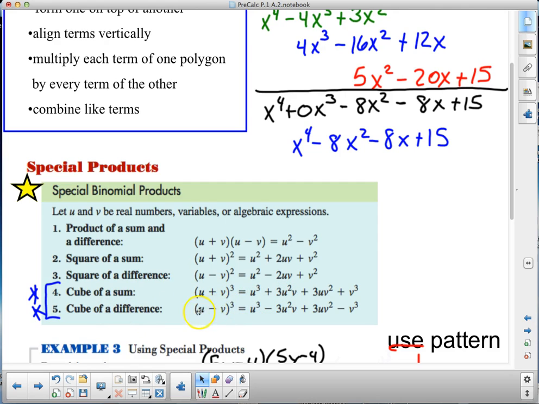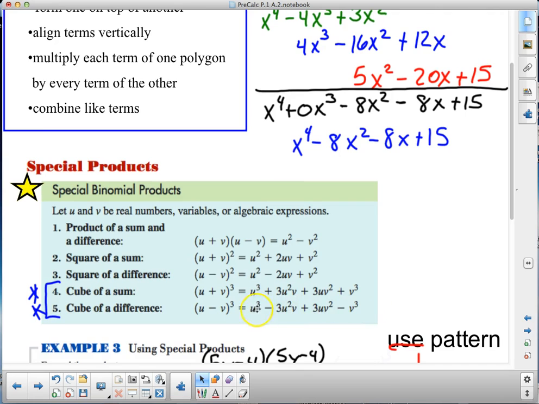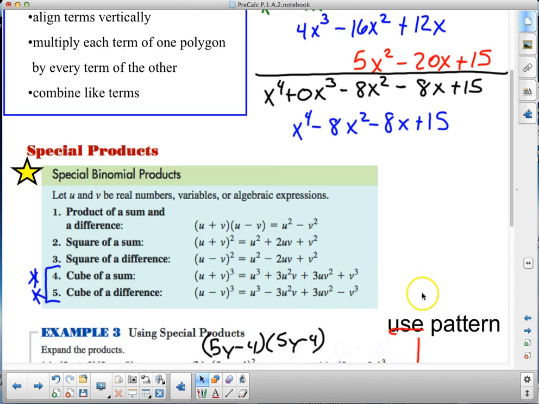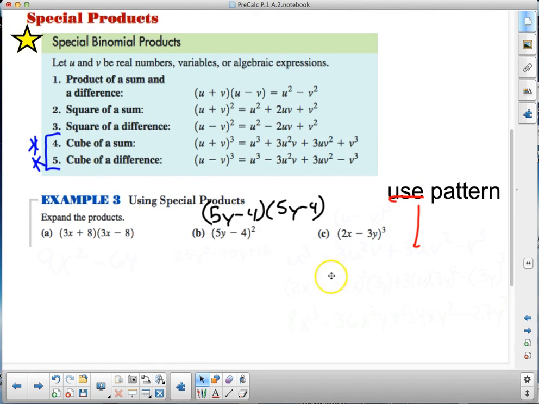The cube of the difference. Now, if you look at that, there's a negative sign between the leading term and the second term, and there's a negative sign on the last term. So with that change, everything else is the same with that pattern, and it works its way down: u works its way down, v works its way up.